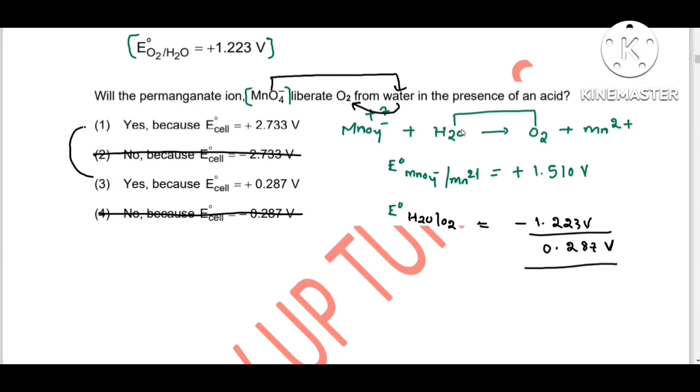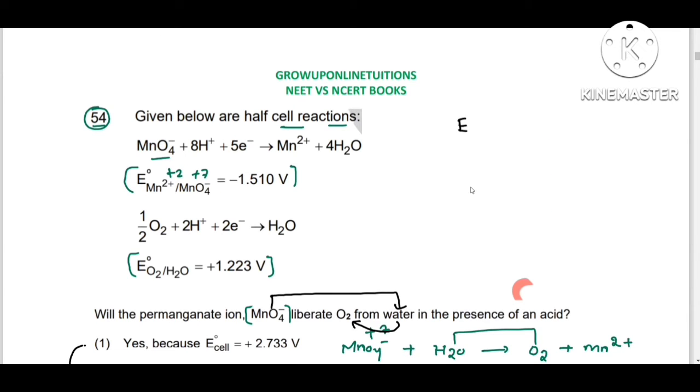Now let us check the E naught cell value. The E naught cell value is plus 0.287. Here E naught cell equals plus 0.287 volt. So 3 is our correct answer. These are general applications to calculate the E naught cell. This concept is also from NCERT.